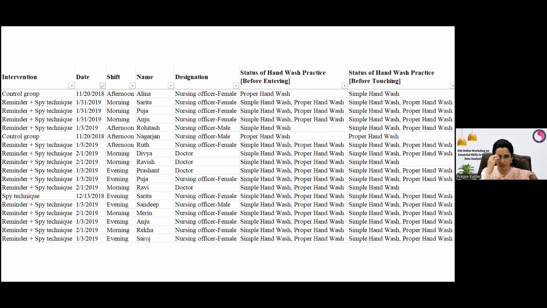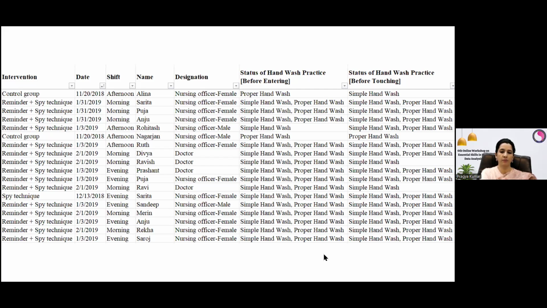What is the problem with this data set? This again we received from the pediatric department. They were doing research on the hand hygiene technique, with a control group. The other group was a reminder plus spy technique. Spy technique is observing them without telling them. And the other was a spy technique alone. So there were three arms. You can see control group, reminder and spy technique, control, spy technique.